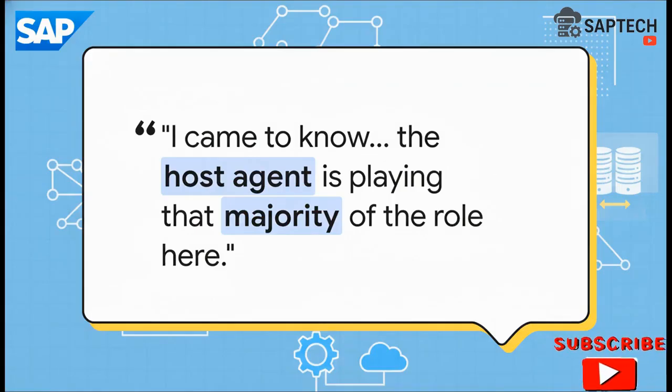This quote from the person who figured this out really says it all. They were troubleshooting a real-world problem where the configuration changes just weren't replicating. And they discovered it wasn't the Cloud Connector service at all. No, the real hero of the story, or maybe the villain if it's not running, is the SAP Host Agent.